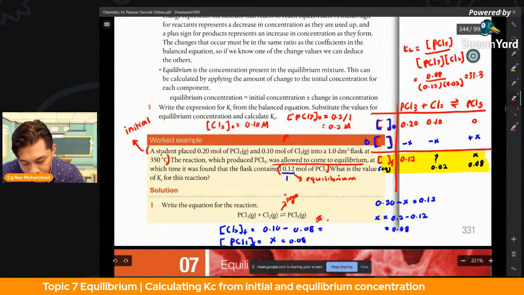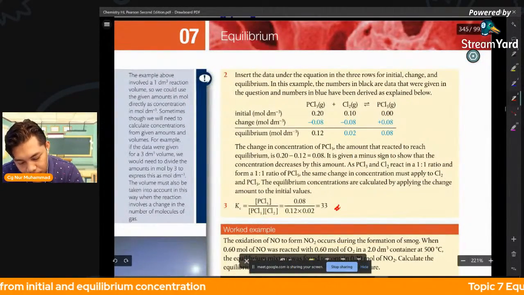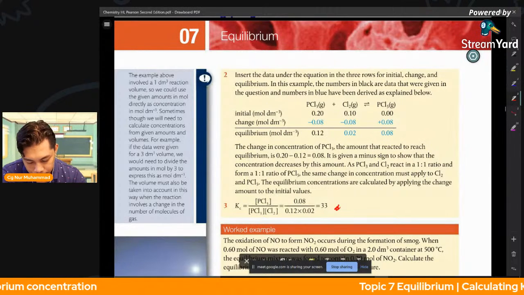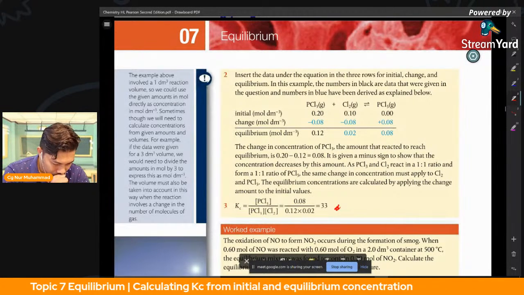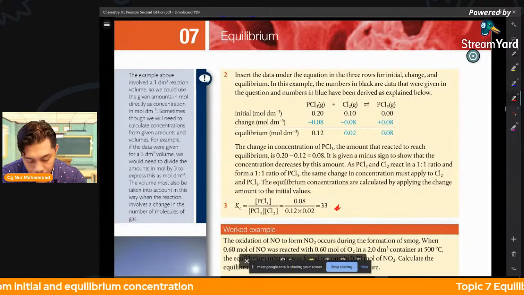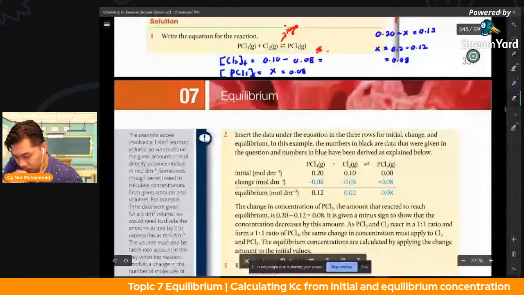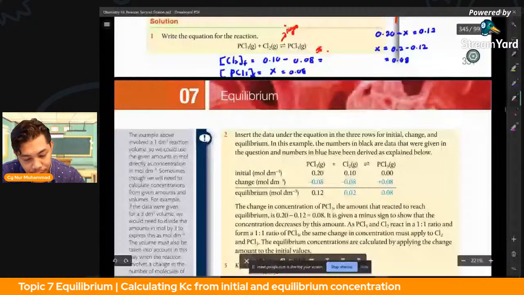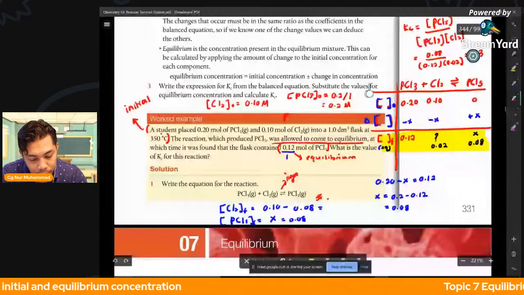33.3. Okay, betul tak dia banding ni? Okay, 33. Okay, betul tu. For your answer just choose the apa? 3 significant figure selalunya. Biasanya kita akan pilih 3 significant figure ataupun 2 decimal place lah. Kalau saya, inilah jawapannya 33.3.